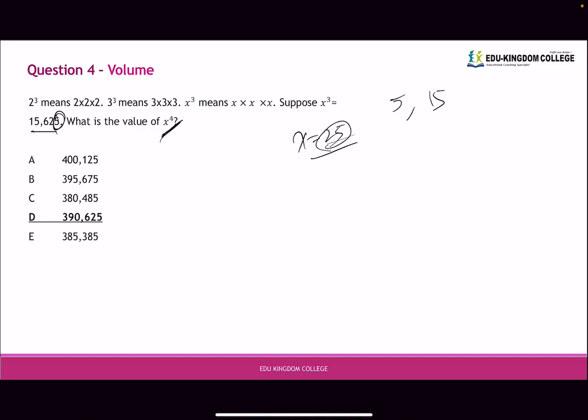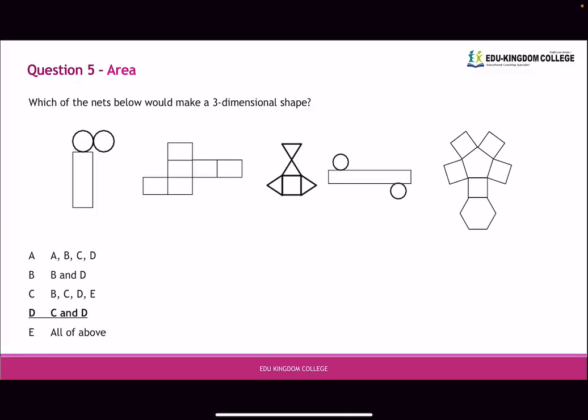I'm not going to do the multiplication. I think you guys could have done that yourselves. So that would have just given you D. The nets below that could make a three-dimensional shape are C and D. This would have made a cylinder. This would have made a pyramid. So E is incorrect because one is a pentagon and one is a hexagon. That wouldn't add up because there's only 5 squares here. This doesn't work because you need the circles on both sides for a cylinder to make sense.